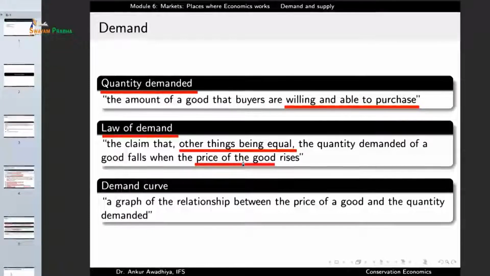So the law of demand says that, other things being equal, the quantity demanded of a good falls or will reduce when the price of good rises. So there is an inverse correlation. If the price increases, the quantity demanded falls. And demand curve is a graph of this relationship between the price of a good and the quantity that is demanded.